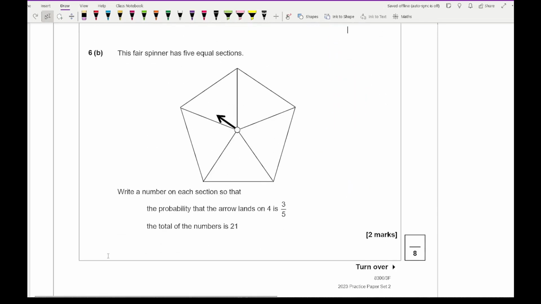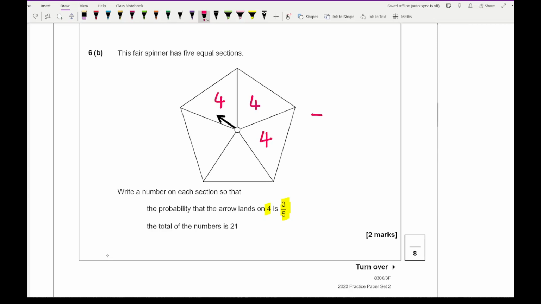Moving on to 9b, it says this fair spinner has 5 equal sections. Write a number in each section so that the probability that the arrow lands on a 4 is 3/5 and the total of the numbers is 21. So for the probability of landing a 4 being 3/5, and we've got 5 sections, any 3 of the sections need to have the number 4. So here we've got 4, 4 and 4.